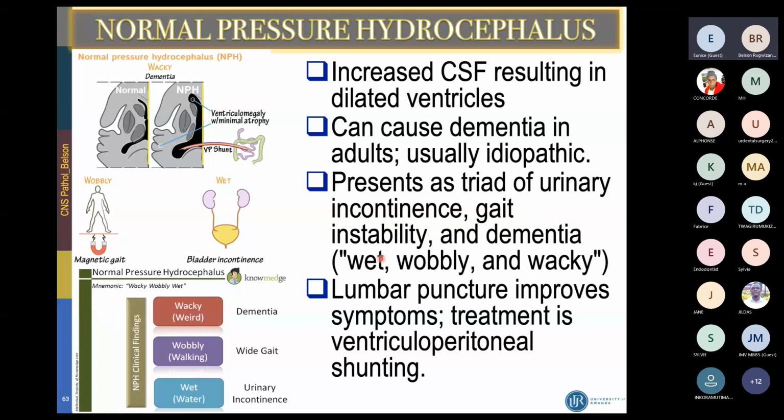So to remember it, they used words starting with W: wet, wobbly, and wacky. Wet refers to the urinary incontinence. Wobbly refers to the gait, the walking. With instability you see that this person walks unsteadily, trying to keep balance. And wacky refers to the dementia. So it is explained again here: wet refers to the water or urine, wobbly refers to walking, and wacky refers to the dementia that this patient has.